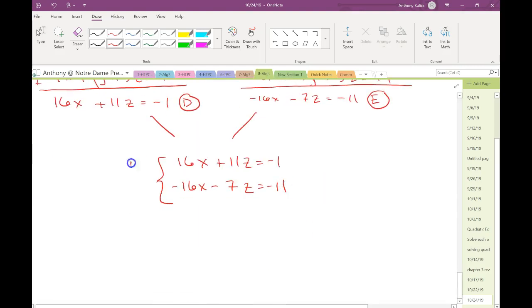So let's continue now. Looking at equations D and E, which variable would we like to eliminate next? The x's. Hopefully that's obvious. You notice that they're already set to eliminate. All we need to do is add the 2 equations together. This is really the best possible case for us. So the x's cancel out. 11z plus -7z is positive 4z. And then -1 plus -11 is -12.